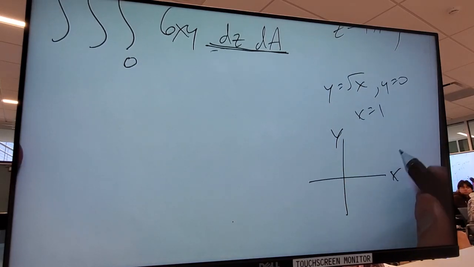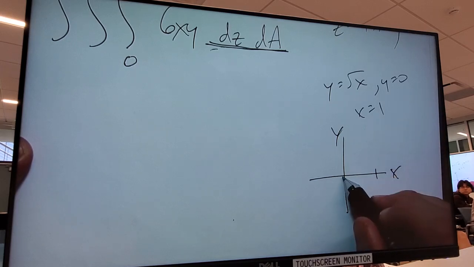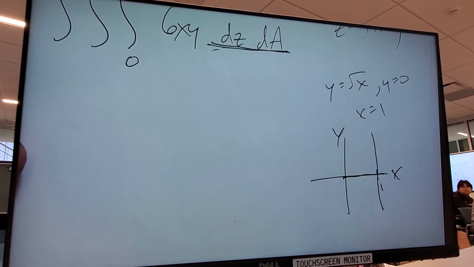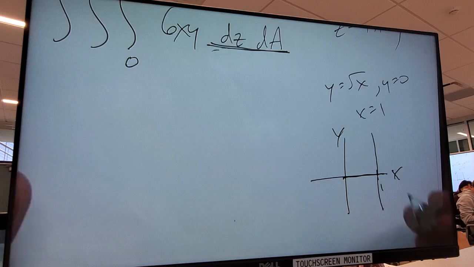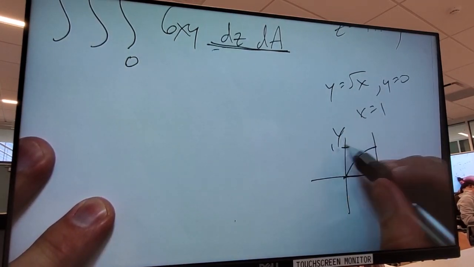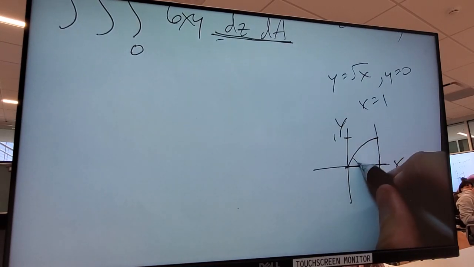So I'm going to graph this. X equals 1 is a wall, yes? Y equals 0 is a wall. X equals 1 is a wall. And then y equals square root of x is a wall. Where does that hit this wall? 1. Okay. So it's very determined, yes?